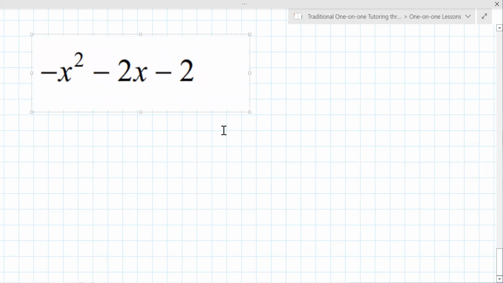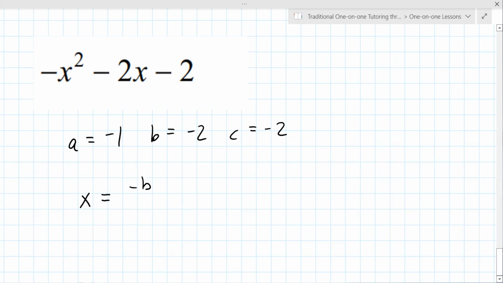Okay, can you give me the values of A, B, and C, please? All right, so A is 1, B is 2. Wait, A is -1, B is -2, C is -2 again. Very good. So the x coordinate of the vertex is minus b over 2a.